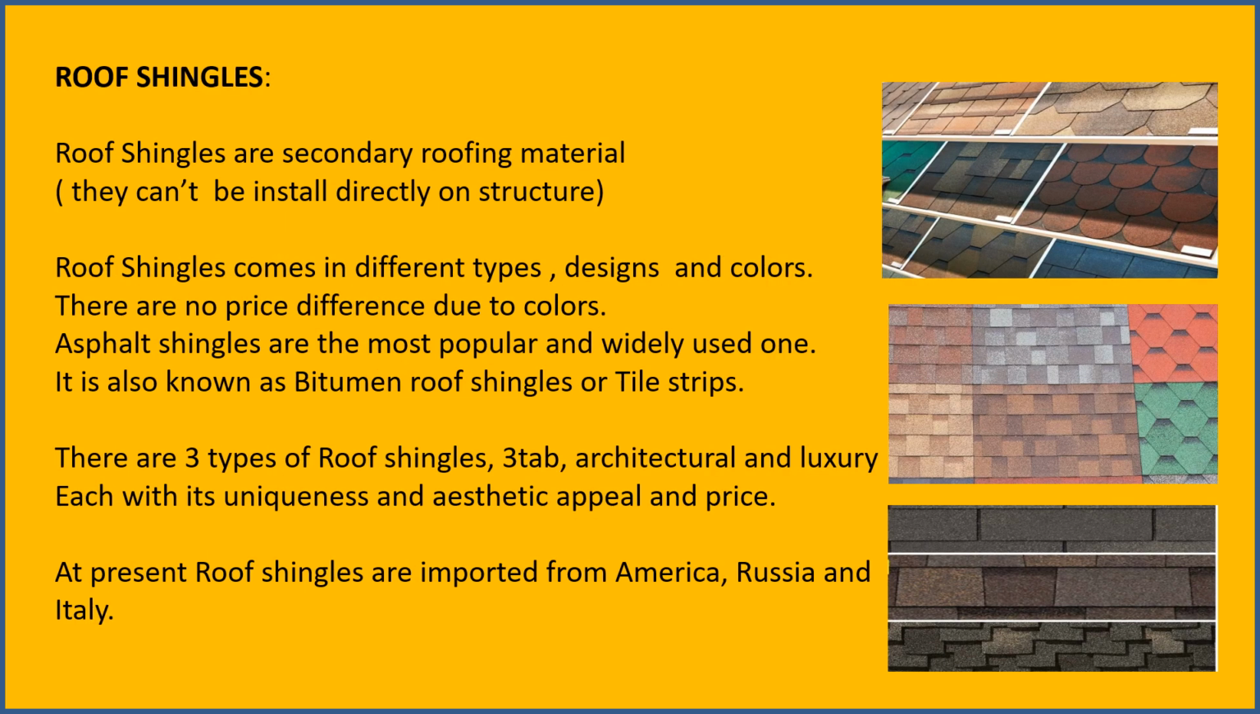Roof shingles are a secondary roofing material. They cannot be installed directly on a structure. Roofing shingles come in different types, designs and colors. There is no price difference due to colors. Asphalt shingles are the most popular and widely used ones. They are also known as bitumen roofing shingles or tile strips.